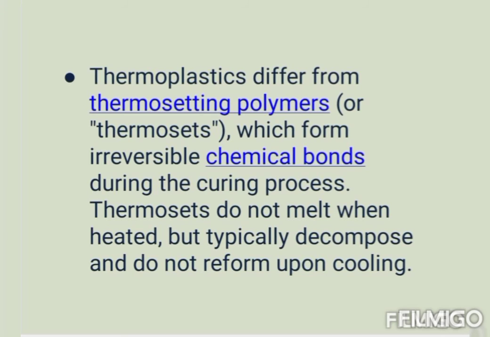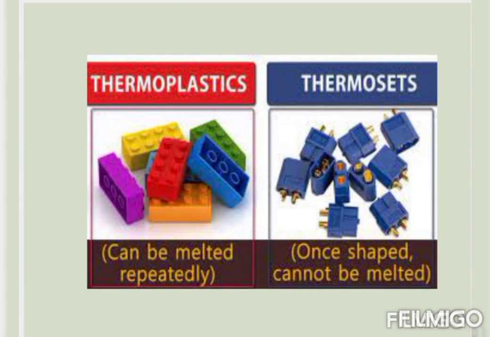Thermoplastics differ from thermosetting polymers or thermosets, which form irreversible chemical bonds during the curing process. Thermosets don't melt when heated, but typically decompose and don't reform upon cooling. This is the diagram. Thermoplastic can be melted repeatedly. Thermosets, once shaped, cannot be melted.